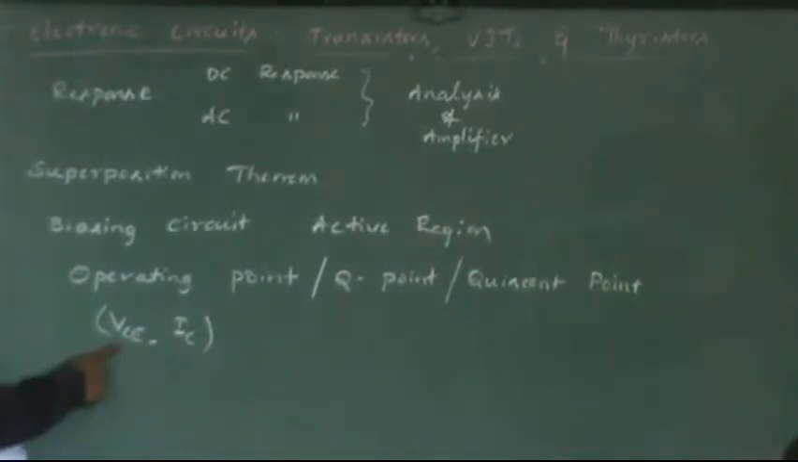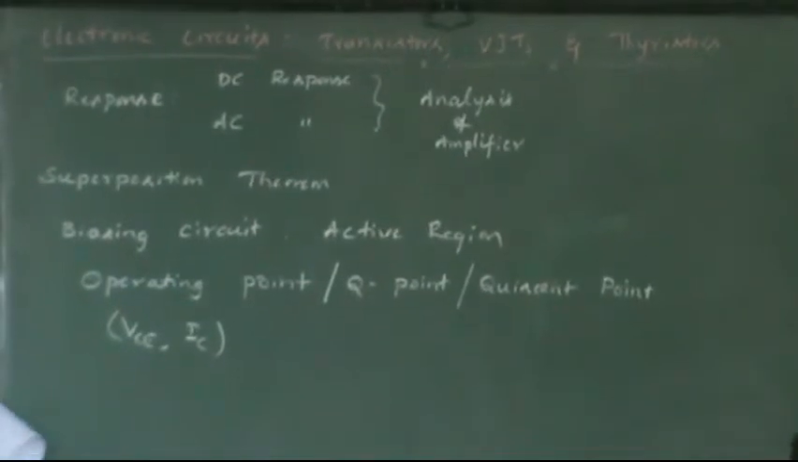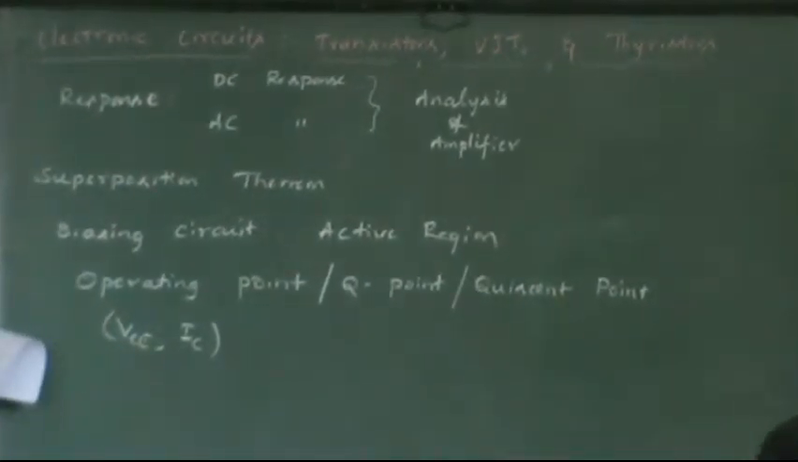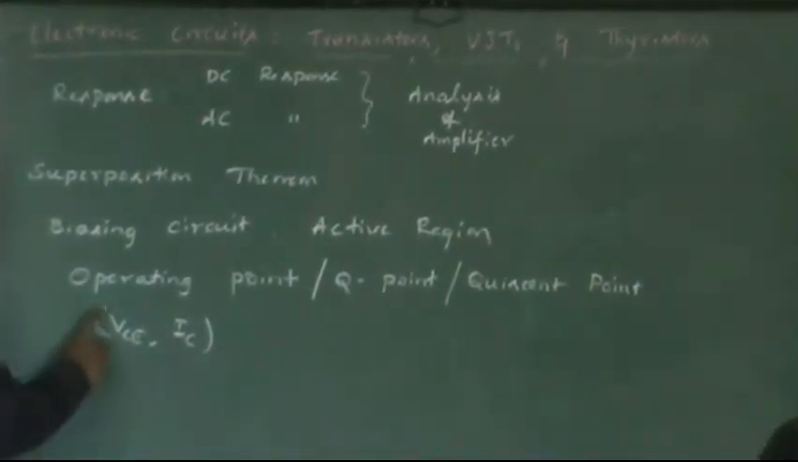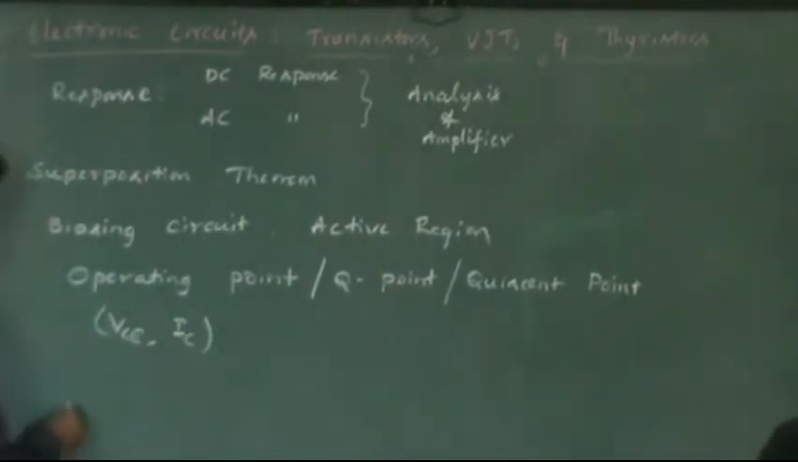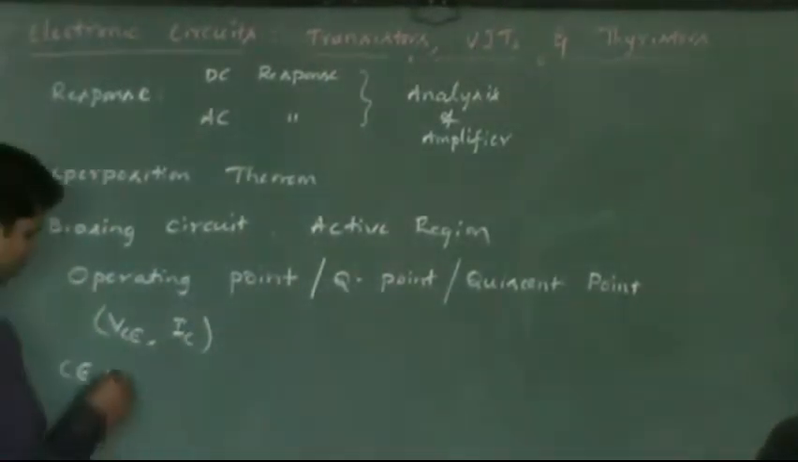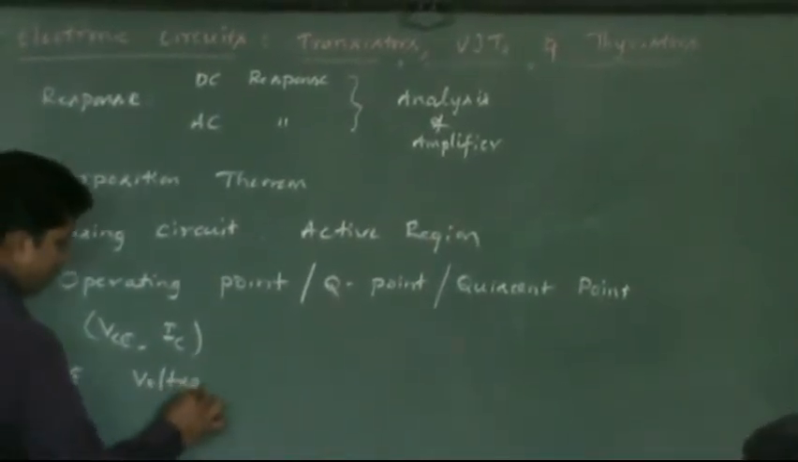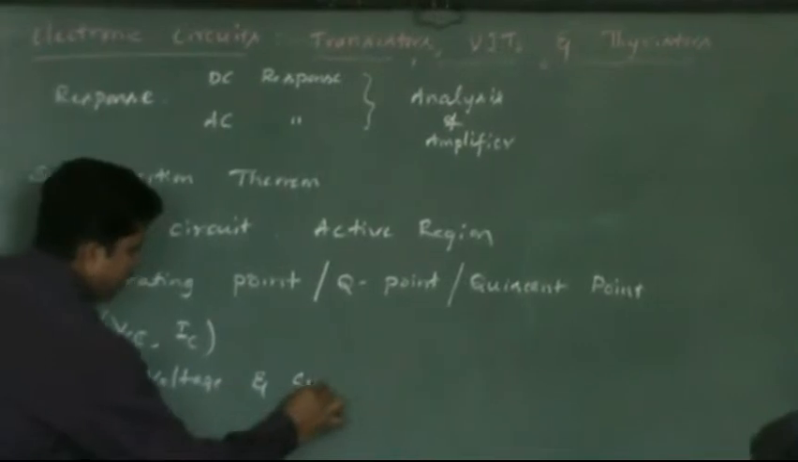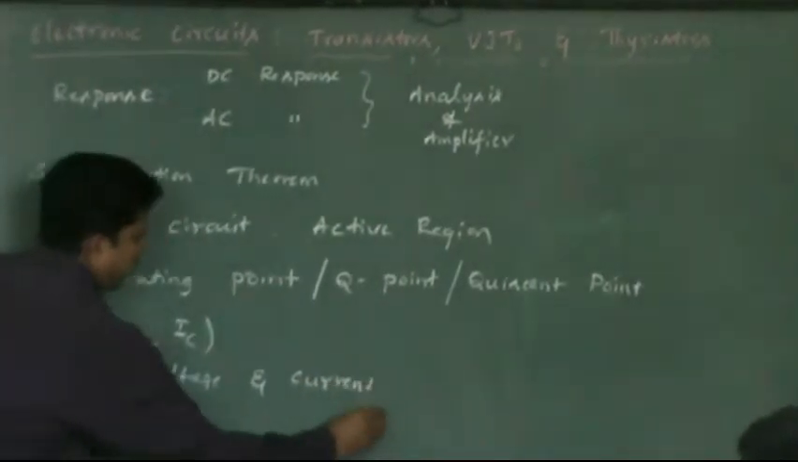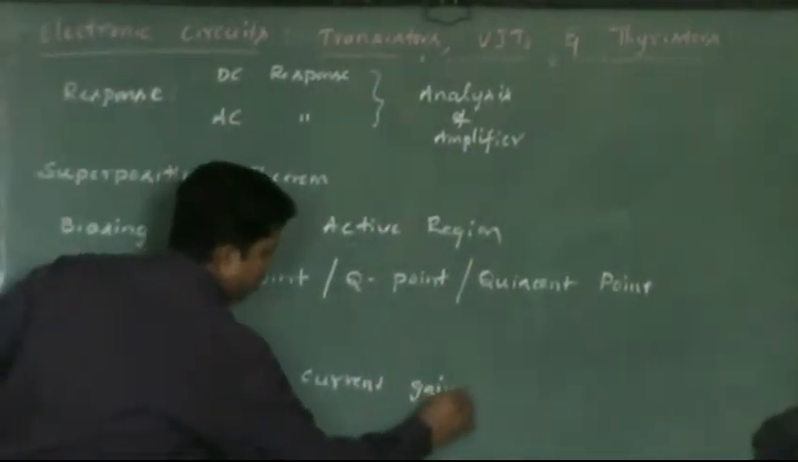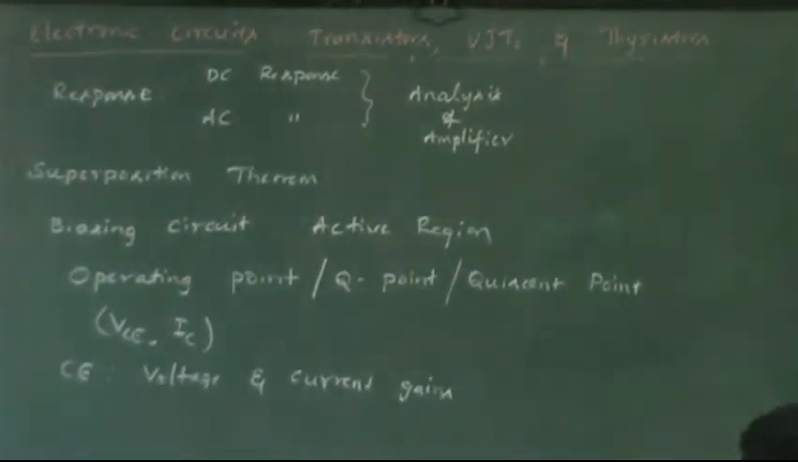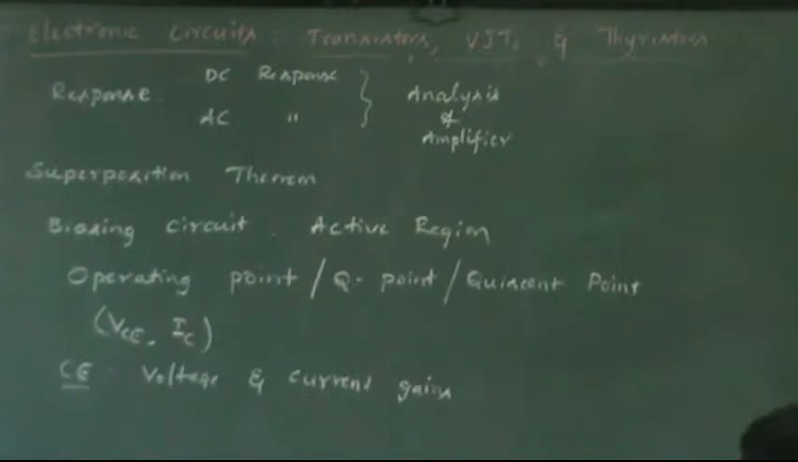Okay, so VCE represents collector emitter voltage in common emitter configuration. IC represents current flowing in common emitter configuration. We use common emitter configuration because it is one of the most widely used, because it provides a large amount of voltage as well as current gains. That's why we prefer the common emitter configuration for the amplifier circuit.